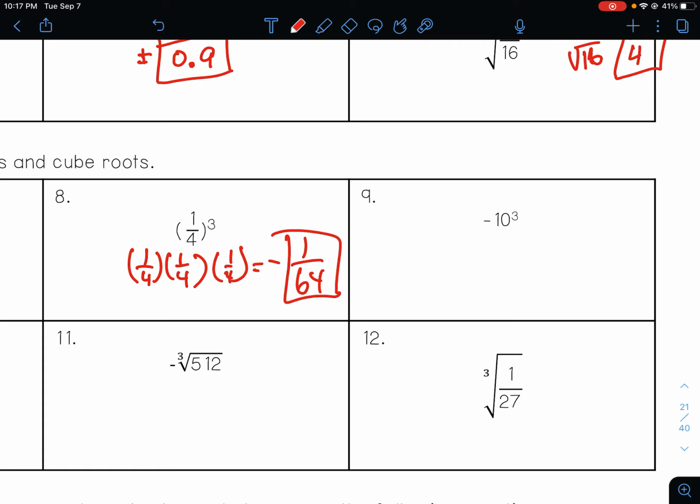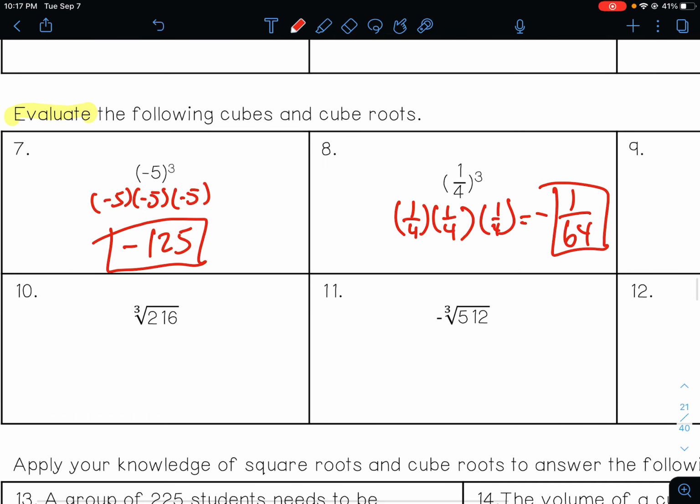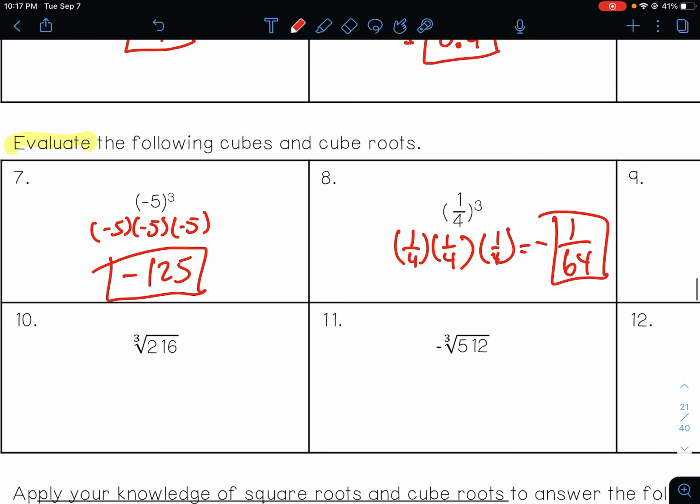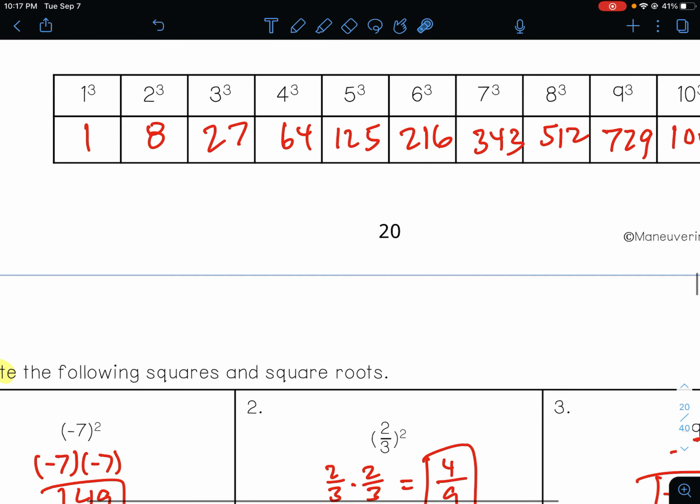Negative 10 to the third. Again, you do the 10 to the third first, and then you apply the negative afterwards. So whatever our answer is, it's going to end up being negative afterwards. So 10 to the third is easy. I don't need to look up. It's 3 zeros, and then make it negative afterward. Super simple. Now cube root of 216. What times what equals 216? I better check my list because I'm not very good. Oh, there it is. It's 6 to the third.